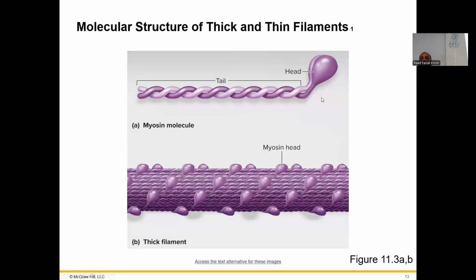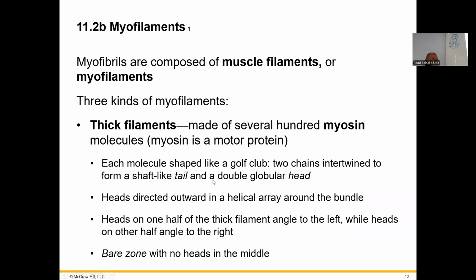If we examine here, do you see the golf heads? These are your golf heads, and this is the tail. You see the long tail, and these are the heads. This is myosin. Myosin has two golf heads and two tails that are intertwined. This is really important. Multiple myosin will give you a thick filament.